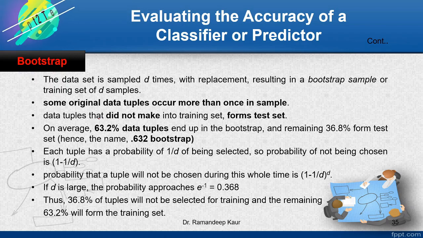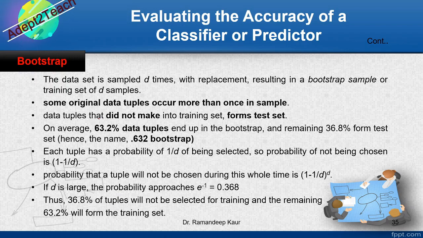36.8. The tuples were there, or the data set were there, which could not be tested because there was a repetition amongst the 63.2%. So that is why we call it 0.632 bootstrap. Whatever data set that is left, that has not been trained, that 36.8% will now be treated as the test data set.